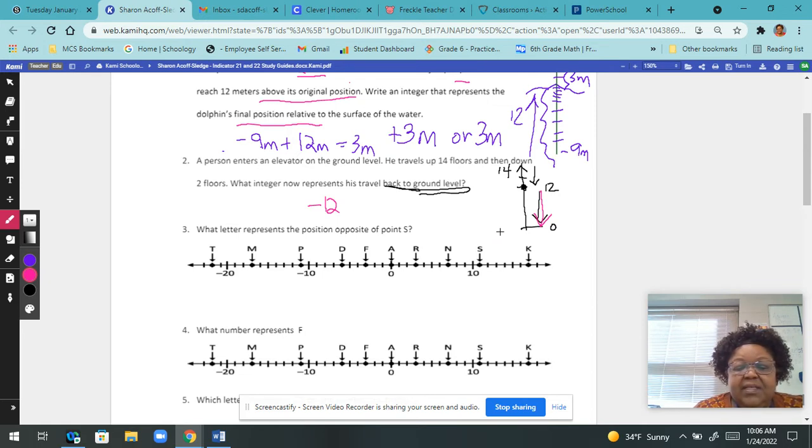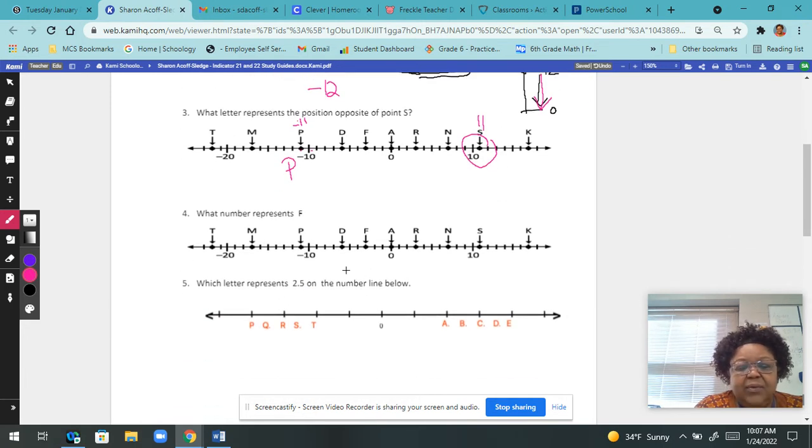What letter represents the position opposite of point S? So first, we want to find point S. So here's point S right here. And point S is at 11. So what's the opposite of 11? Negative 11. So that's negative 10. There is negative 11 right there at point P. So that would be point P. Okay.